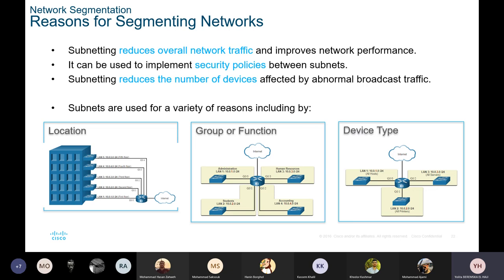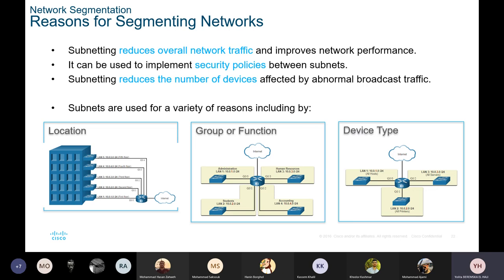So here we have a variety of reasons for this. For example, a huge building with a few floors and a common router. If we want to provide division between the devices on each floor, then each has to be a different segment or different LAN. So the devices on a floor will be part of one specific LAN. Like here, the fifth floor is 10.0.5.0/24, here we have 10.0.4.0, etc. If a device on floor 5 wants to communicate with a device on floor 4, they should go through the router, and then send their messages to the other subnet or segment.